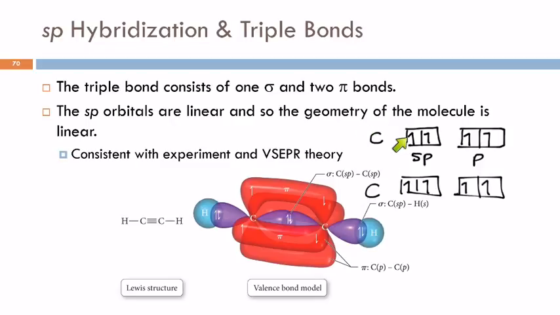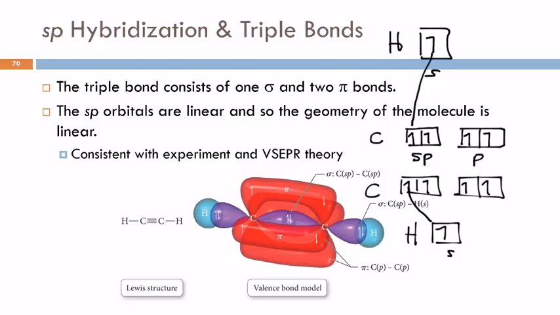So this carbon, let's put the hydrogens in there too, might as well. Here's the other hydrogen. Those are not hybridized. The hydrogens do not hybridize. So the carbon shares one of its sp orbitals with hydrogen. And the other carbon shares one of its sp hybrid orbitals with the hydrogen.